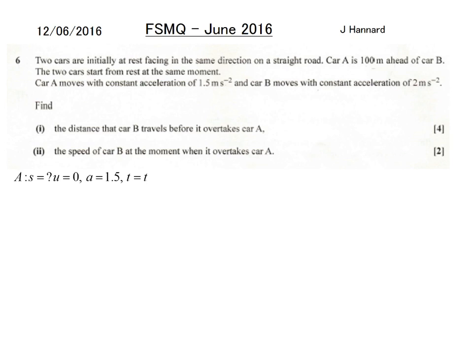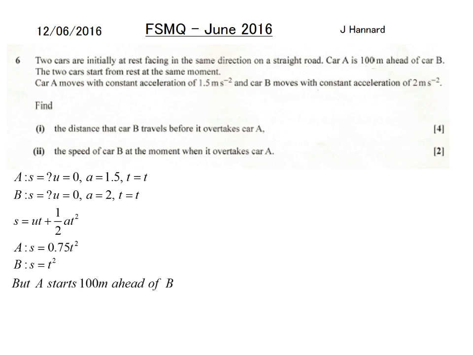Another one that caused a lot of discussion on the original video. Just list your variables to start off with, and then just go with what you know. SUVAT. So S equals ut plus a half at squared. Put in your numbers for A, so it's 0.75 t squared. For B, it's S equals t squared, but A starts 100 metres ahead of B, so it'll be S plus 100 equals t squared, therefore S equals t squared minus 100. So there are your equations of motion for A and B.